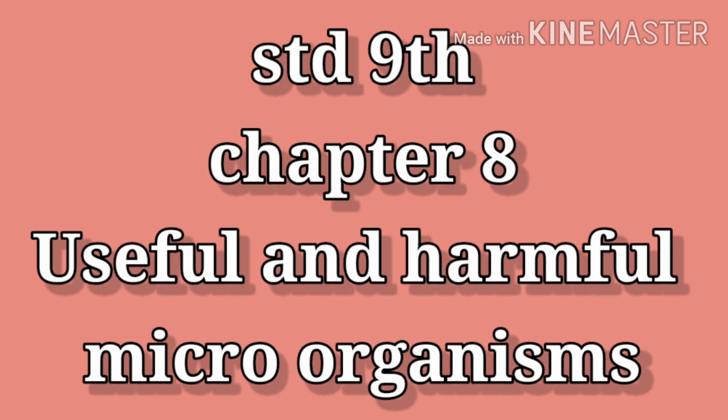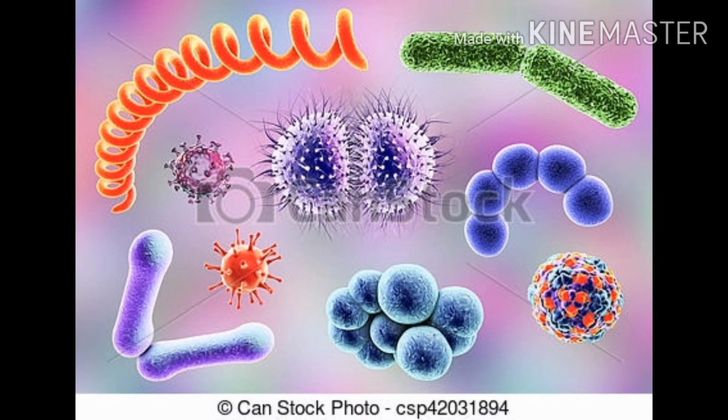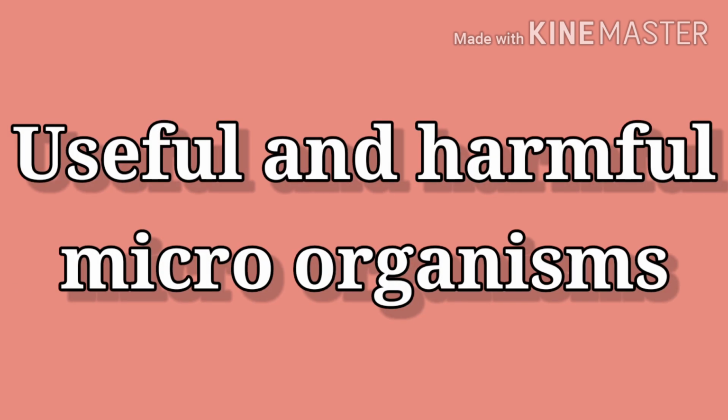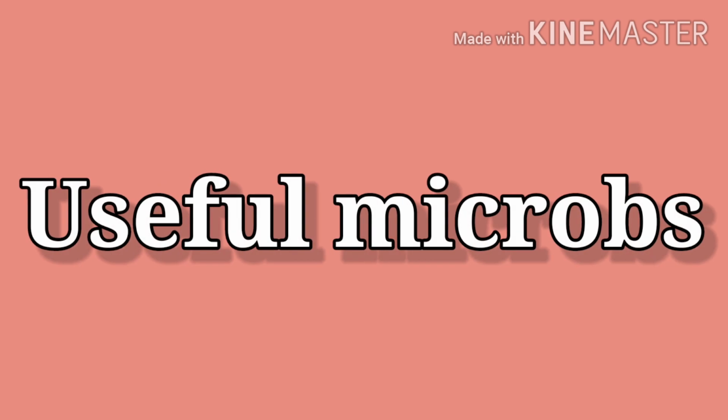Dear student, today we are going to learn the 8th topic of science, useful and harmful microbes. Around us, different types of microorganisms are present. They are called microorganisms because we cannot see them with our eyes. If we want to see them, we need a microscope. These microorganisms are useful as well as harmful to us. So let us first learn a few examples of useful microorganisms.